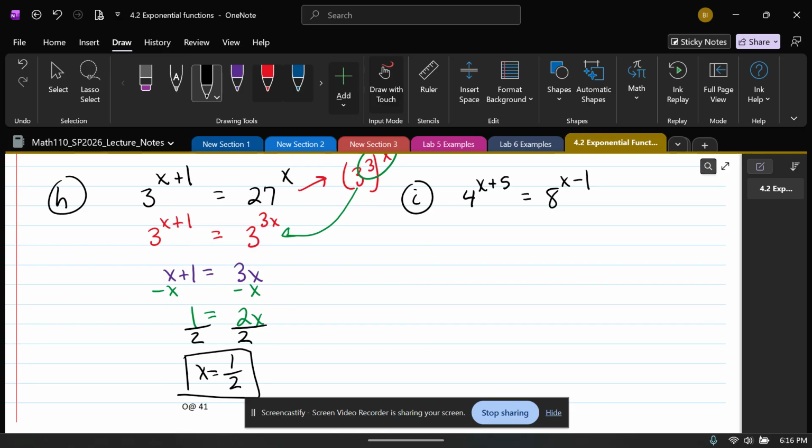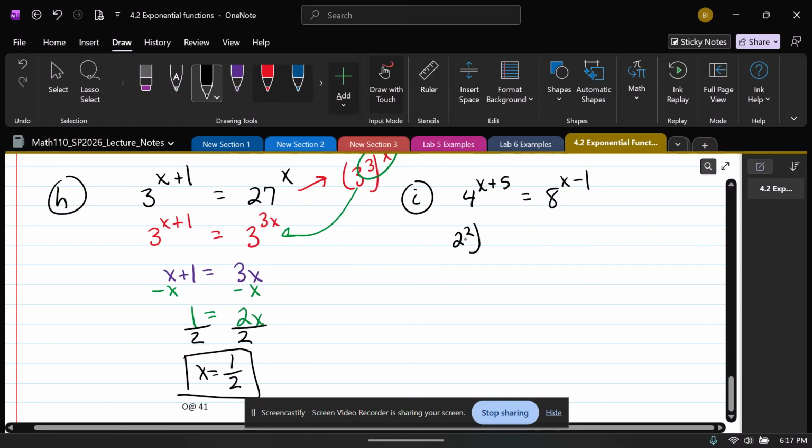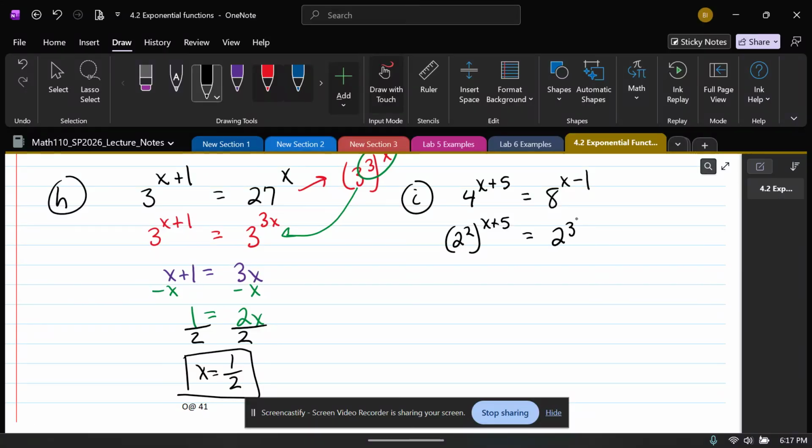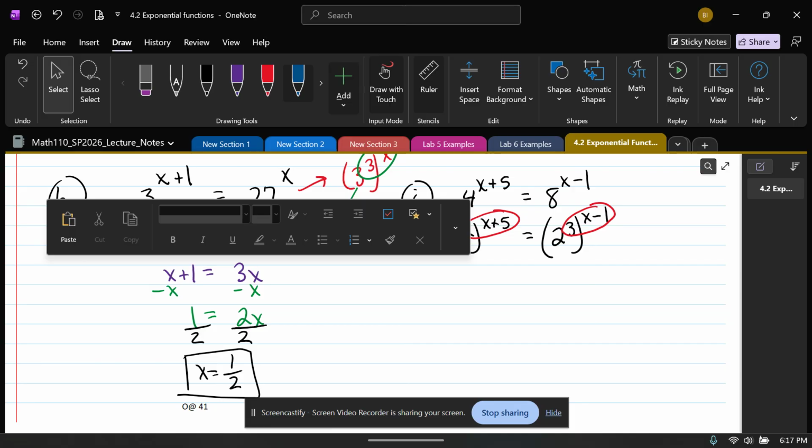Very good, very good. The 4 is 2 squared. The 8 is 2 cubed. Okay, so we've got the bases the same. What's the rule for those exponents? What do I do with them?